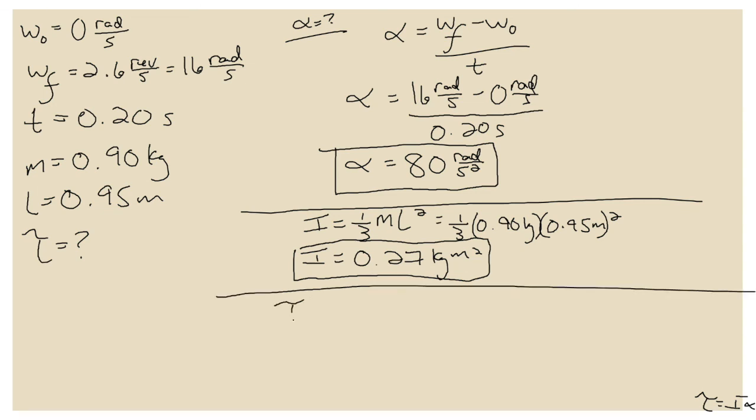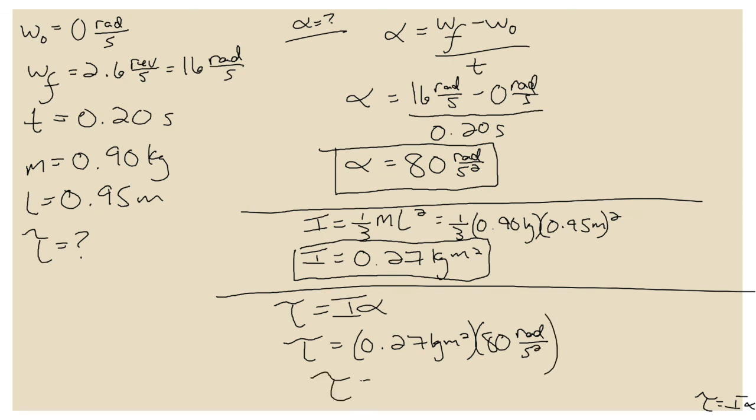And so now that we have alpha and we have I, we can go ahead and solve for the torque. The torque, as we mentioned in Newton's second law of rotation, is equal to I alpha. And so plugging in those numbers, we have our rotational inertia, 0.27 kilogram meters squared, times our alpha, 80 radians per second squared. And when you do that math, plugging in those numbers here, you get the torque is equal to 21.6 Newton meters. And that's it.